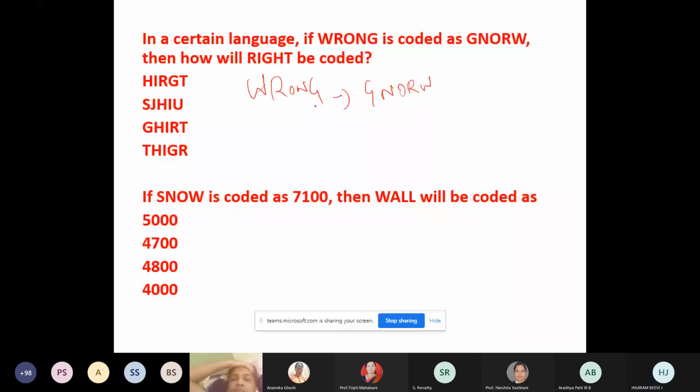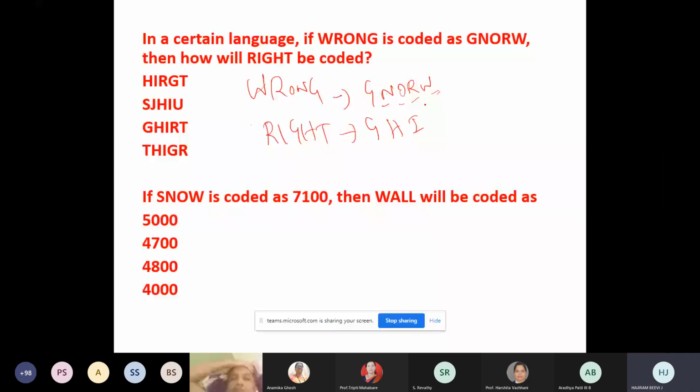But it's not correct. Here they are following the ascending order of the letters. A, B, C, D, E, F, G. After G, N comes. After N, O comes. After O, R comes. After R, W comes. So they are following the ascending order of the alphabet. Likewise in right, alphabetically which one comes first? It is G. So after G, GH, GHI, then R and T. So the right answer is GHIRT.